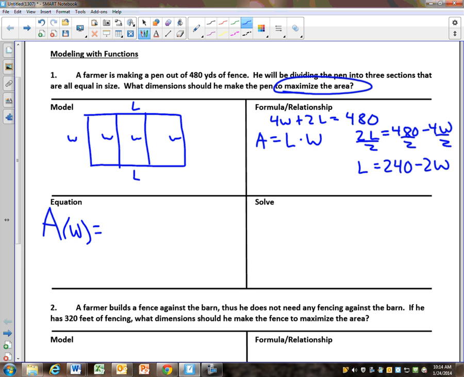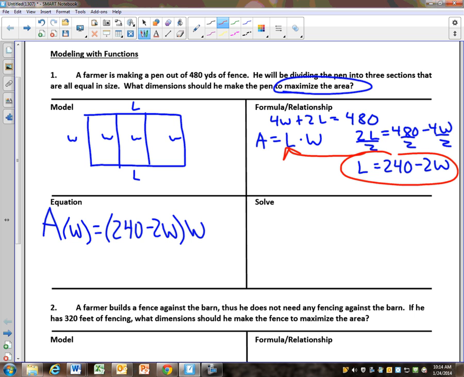is equal to 240. I didn't get the 240 out before he said 2W. So times W. So all I did was I took this, okay, and I substituted it in for L. So now I do have a function. Area in terms of width is equal to 240W minus 2W squared.